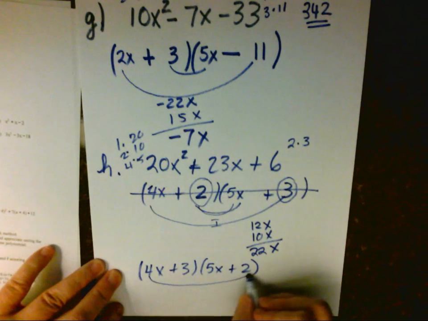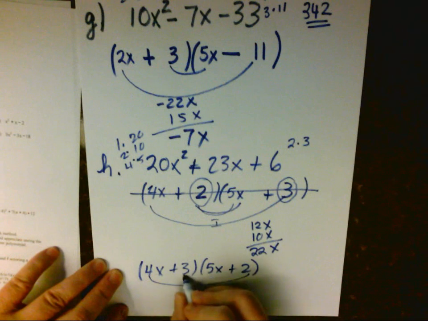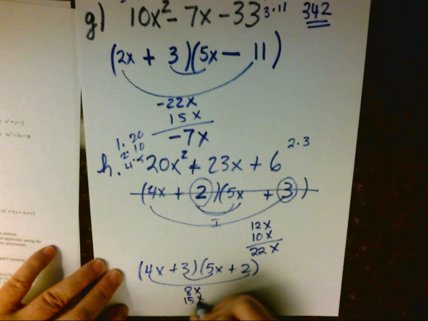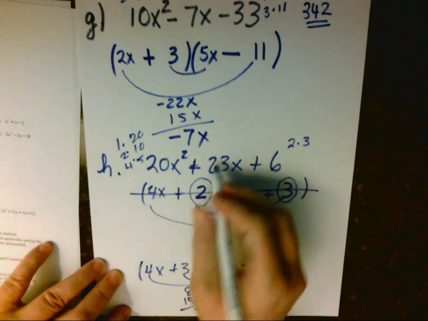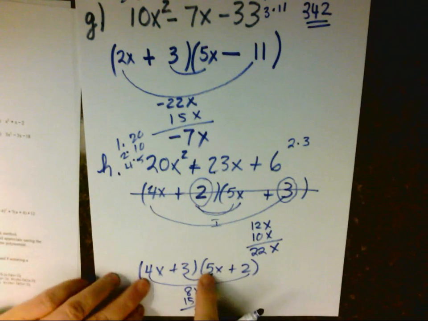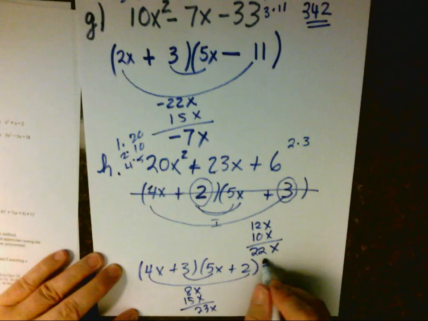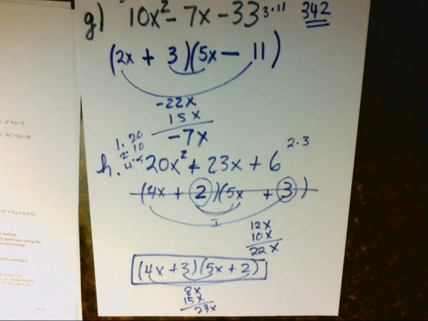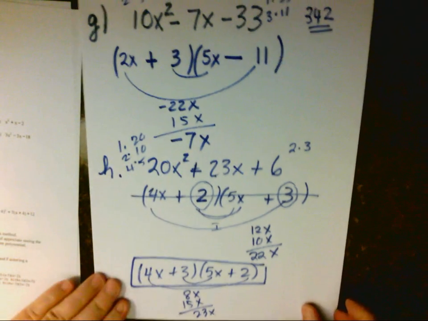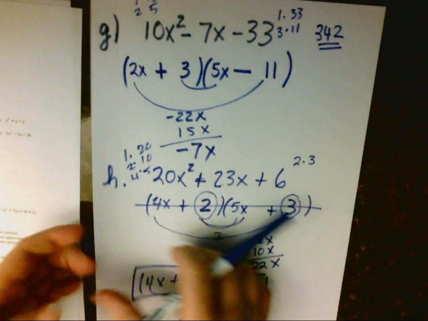Alright, so on the outside I'll be getting an 8x, and then this will be a 15x, and that adds to 23x. We got what we needed in the middle. First is right, last is right, middle is right. This is my factored answer. Good. So going pretty well. And now we're ready for letter I.